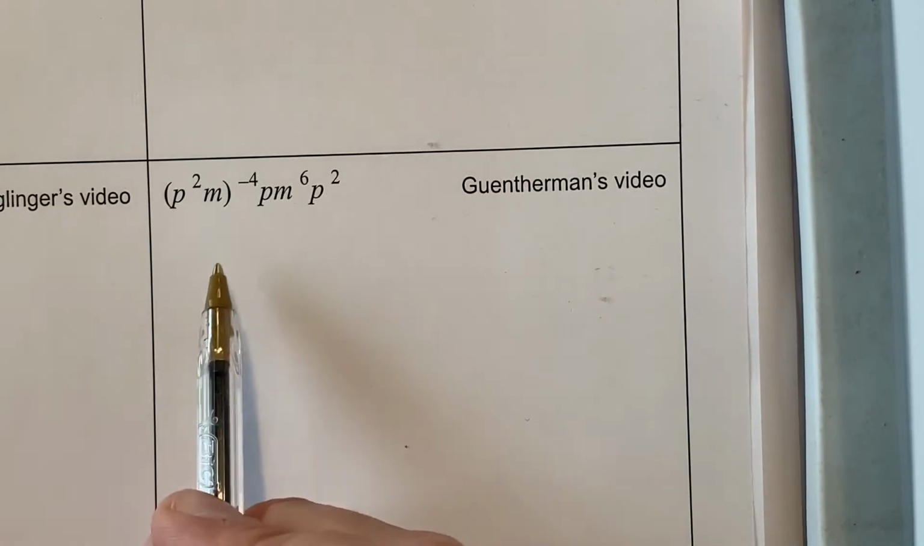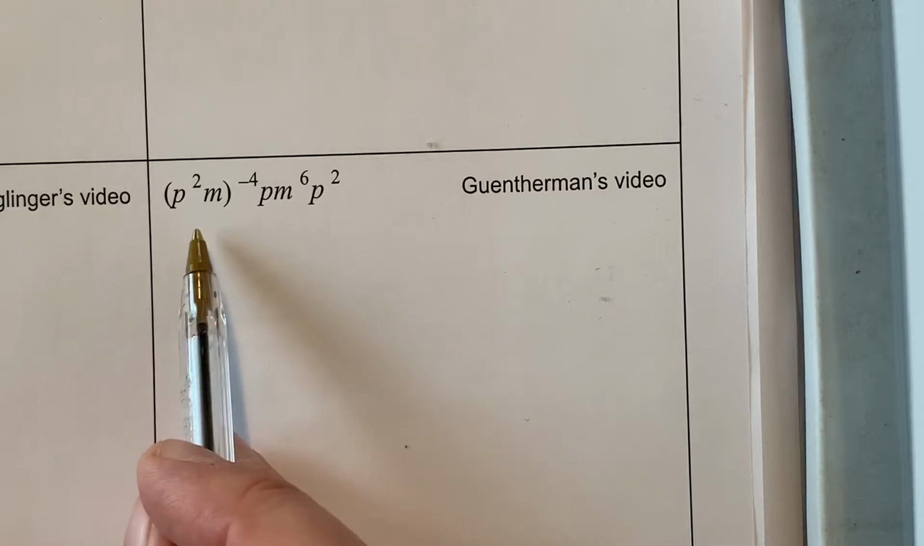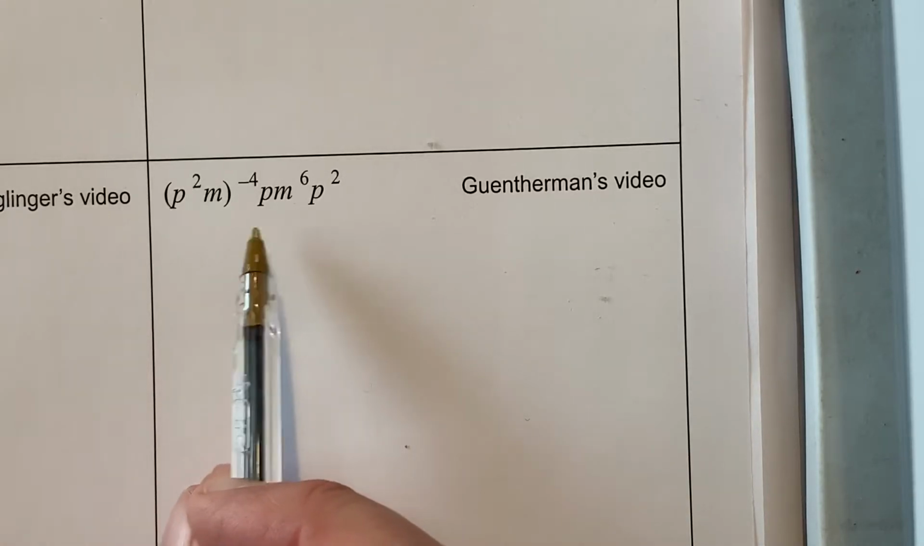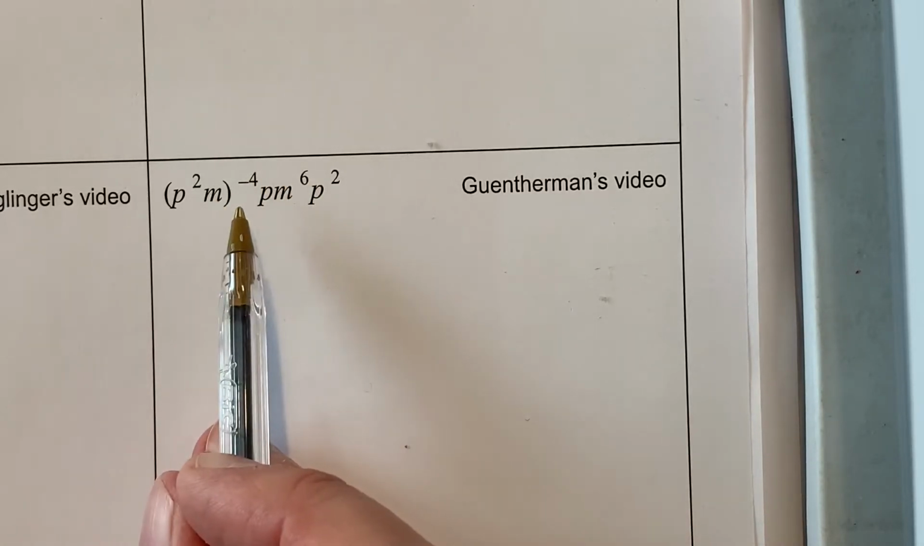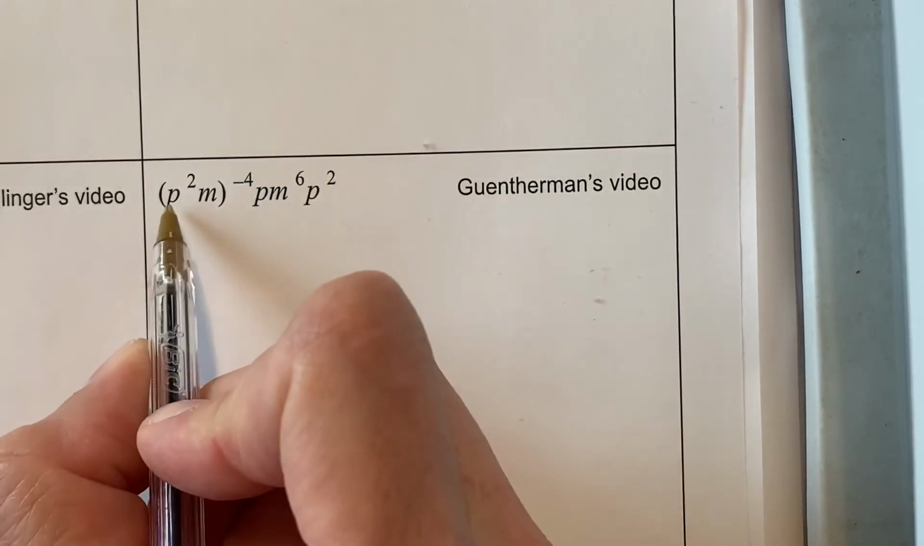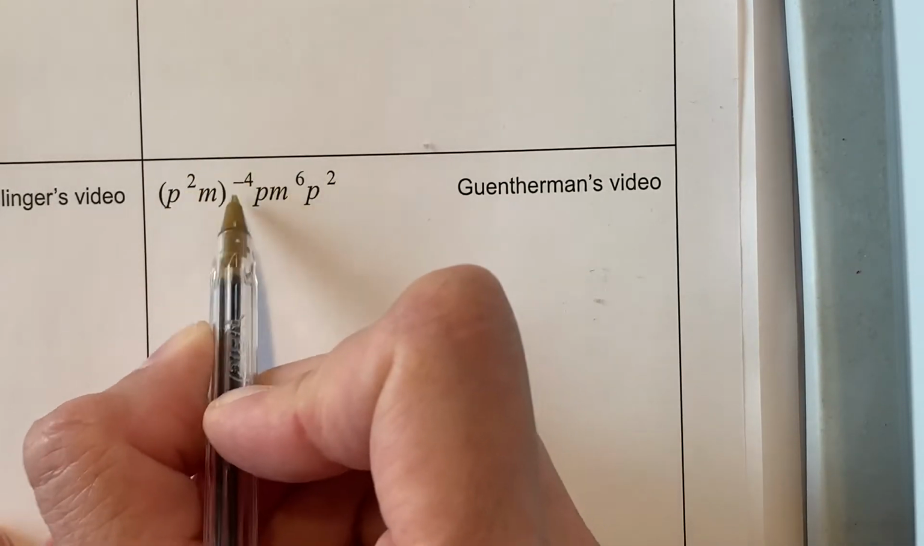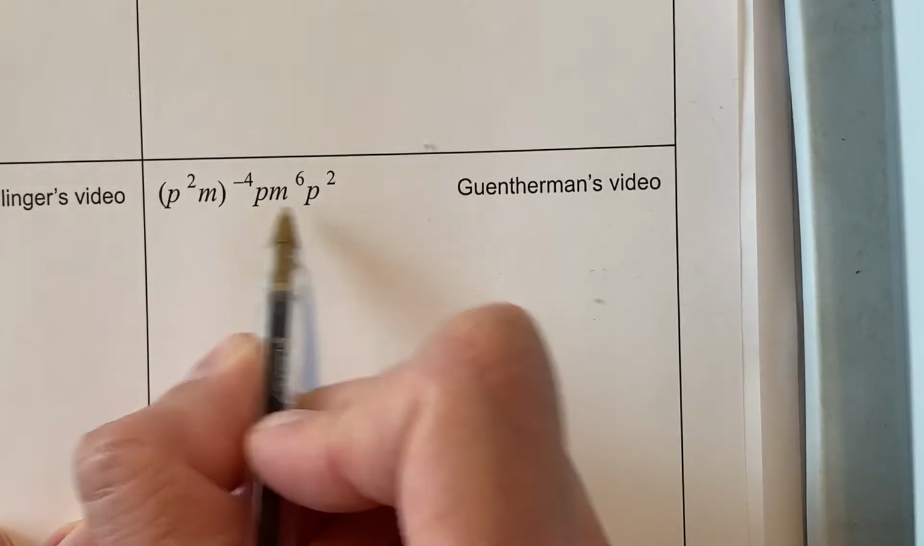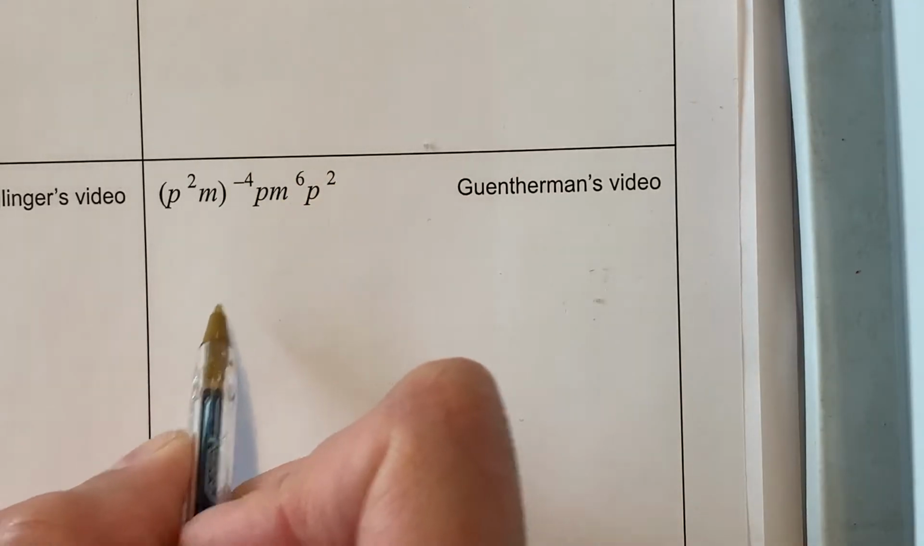I'm going to work on solving problem 3 in a slightly different method than Mrs. Beglinger did, to show you a different approach. You can use whichever one works best for you. In this problem, we have (p squared m) to the negative fourth power, and then we have p m to the sixth, p to the second.